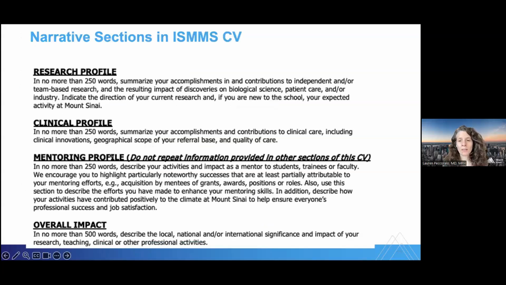All right, so that was a lot. I'm going to take a quick breath. Now I'm going to move into the narrative sections in the CV. There are 4 narrative sections, and 3 of them are 250 words, and then the overall impact is 500 words.